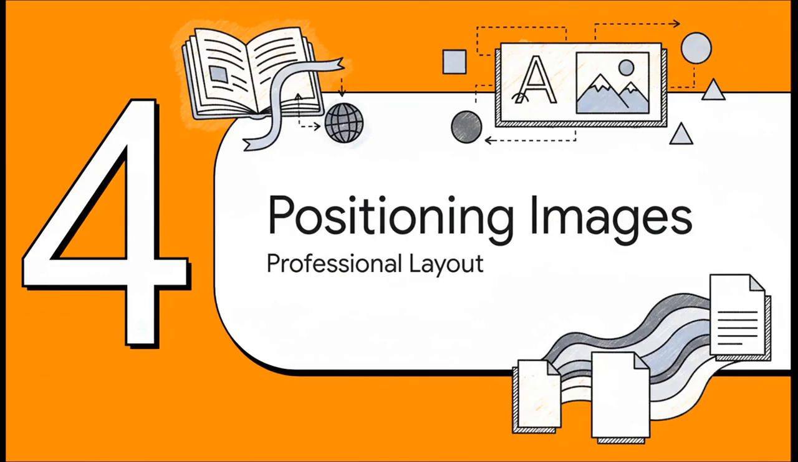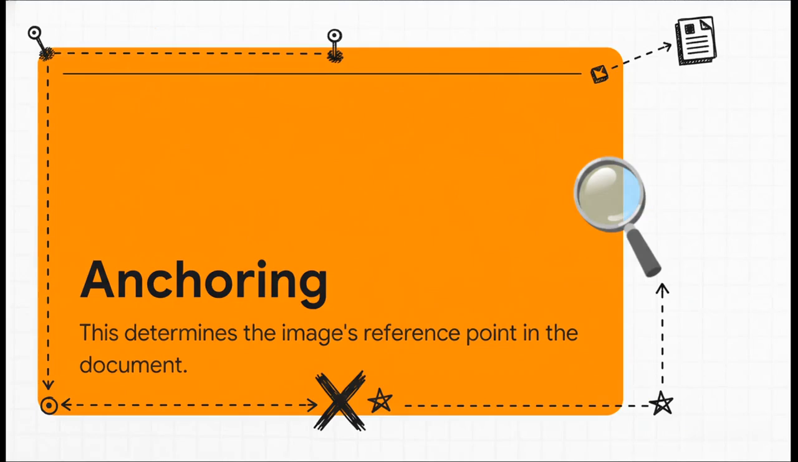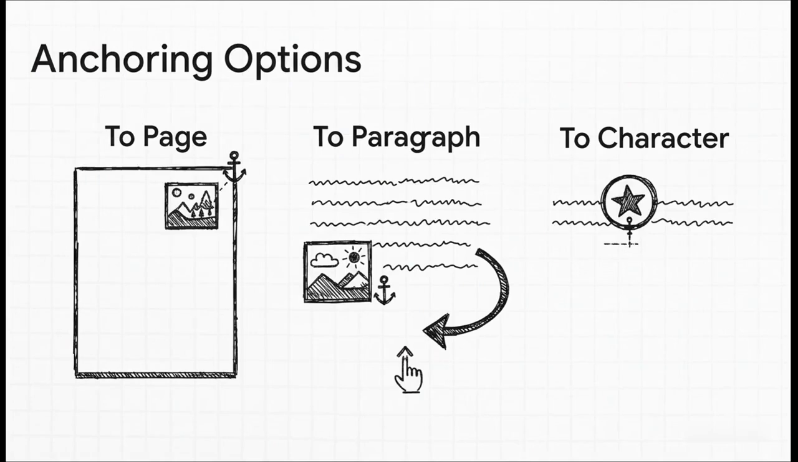All right, now for the grand finale. This is the step that separates the good documents from the truly great ones, making your text and images play nicely together in perfect harmony. This is where the magic happens. So first up, we need to talk about something called anchoring. Just think of it like this. Every image needs a pin to hold it in place in your document. And that little anchor point decides how the image moves, or doesn't move, when you start adding or deleting text around it. And you've got a few choices for where to put that pin.